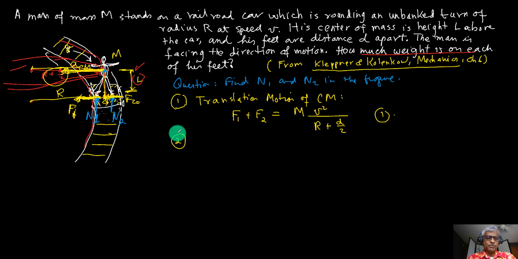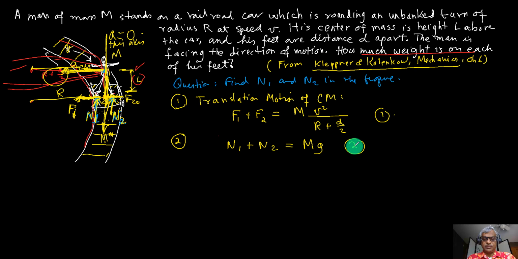Another thing you can notice is, if I look at the forces in the vertical direction, there is the weight, which is not along the track but vertically down, and the normals N1 and N2 are vertically up. There's no acceleration along this axis, so it equals 0. So we get N1 plus N2 equal to mg from those three forces. But we need something else to find N1 and N2.